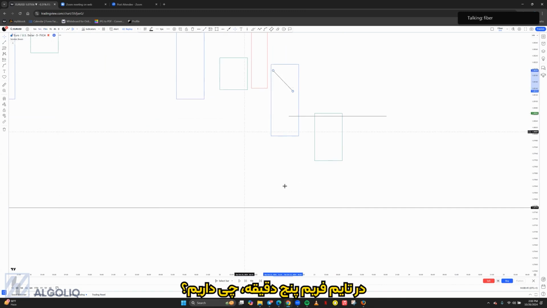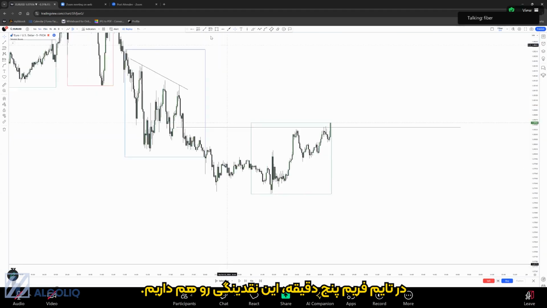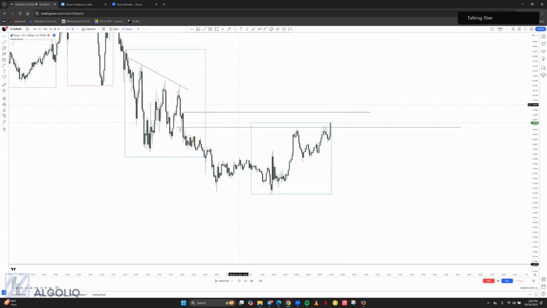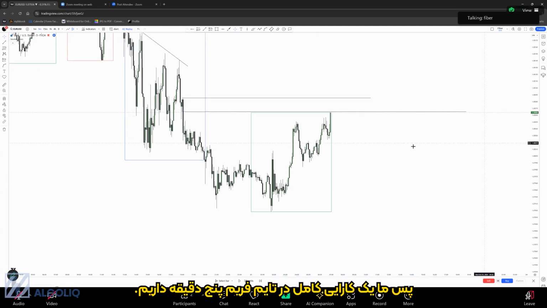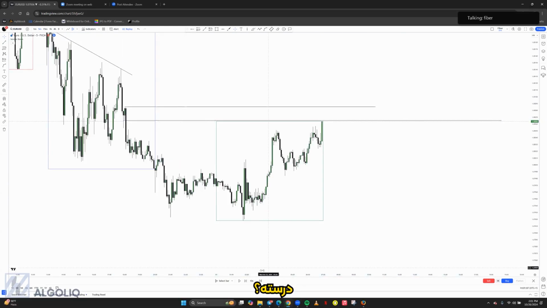On the 5 minutes time frame, what do we have? We have this liquidity also. So we are going to be taking note of this high, right? Let's refine. Do we have this mitigated? If you have this mitigated, it's also nice. So we have a complete 5 minute efficiency, right?